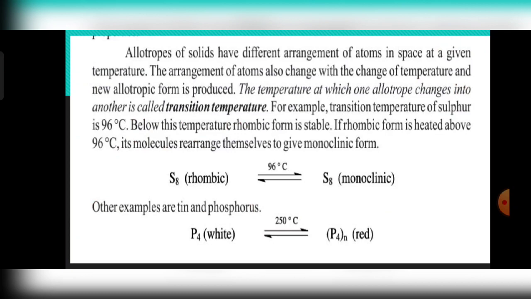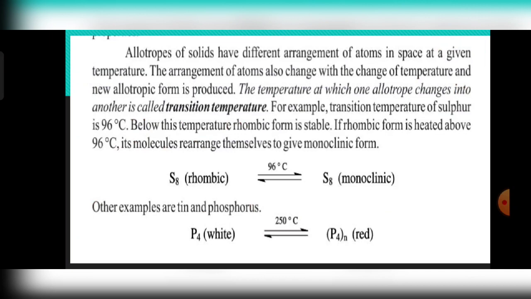And here we will discuss sulfur and phosphorus, rhombic and monoclinic forms. If we heat S8, the structure will be rhombic, and at 96 degrees Celsius it will change into monoclinic S8. It means sulfur S8 exists in two structural arrangements. The first structural arrangement is rhombic below 96, and above 96 it will change into the monoclinic structure.